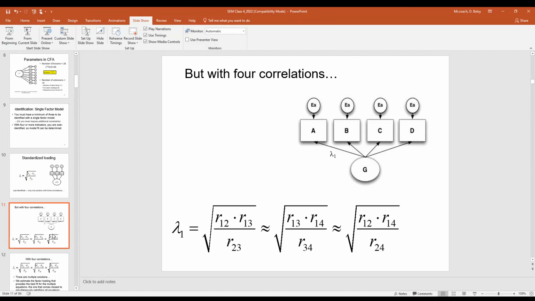It's the difference between the ones you start out with, your actual variances and covariances, and the variances and covariances that are implied by the model.